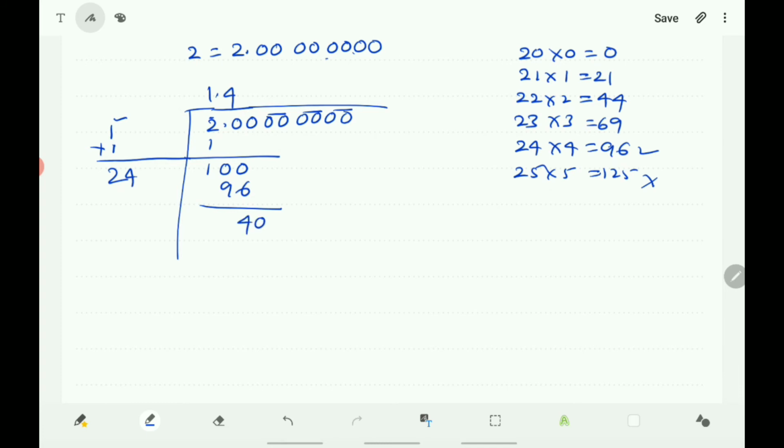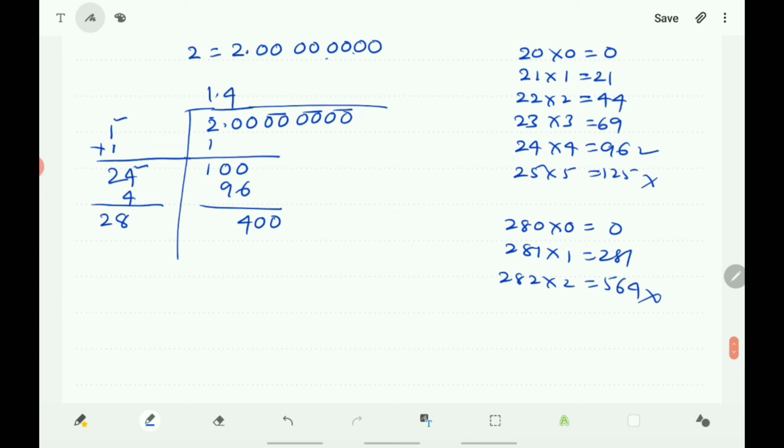Take down the next group, that is 00. Here you have taken 4. So add 4, that becomes 28. Again in front of 28 you put a digit and multiply that number by the same digit. So 280 into 0 is 0. 281 into 1 is 281. 282 into 2 is 564. So it is more. It is okay.